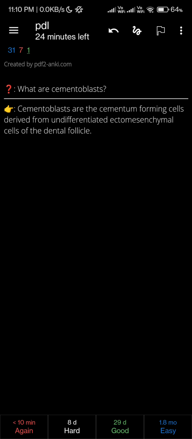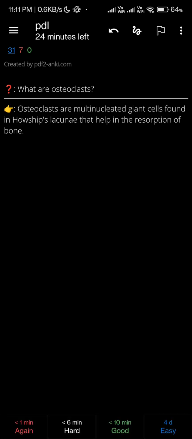So what are cementoblasts? Cementum forming cells, and they have a functional role in controlling the width of the periodontal ligament. They are derived from the undifferentiated mesenchymal cells of the dental follicle. Osteoblasts come from the multipotent mesenchymal cells and form bone matrix.